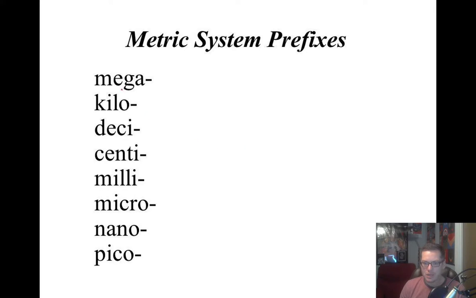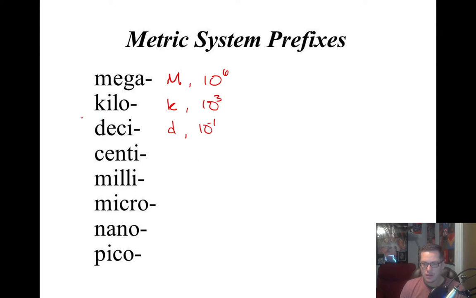Okay, so mega, kilo, deci, centi, milli, micro, nano, pico. Okay, mega is abbreviated with a capital M, and it is 10 to the 6th power. Okay, kilo is with a lowercase k, and it's 10 to the 3rd. So really what this is saying is that there are 1,000 of our base units in 1 kilo. Okay, deci is with the lowercase d, and it's 10 to the minus 1.